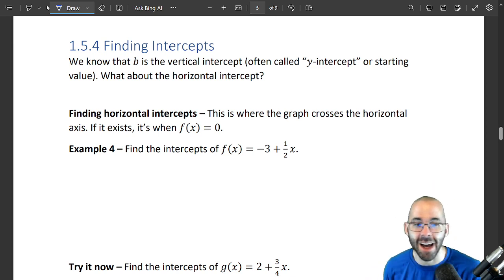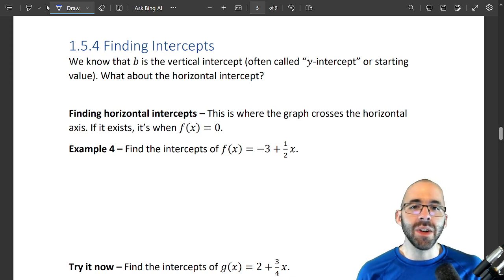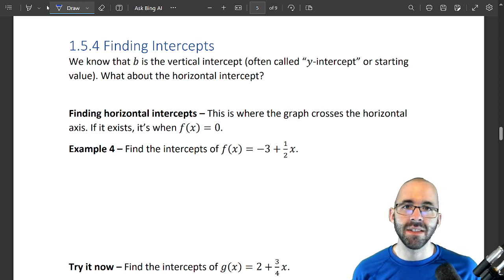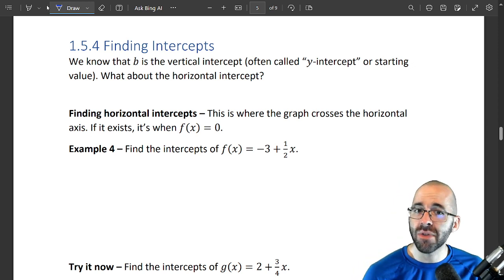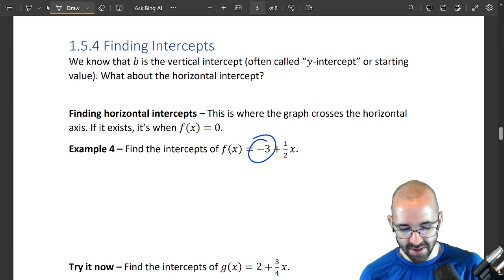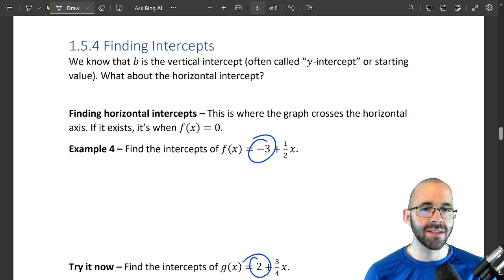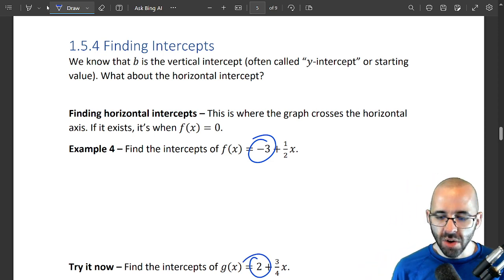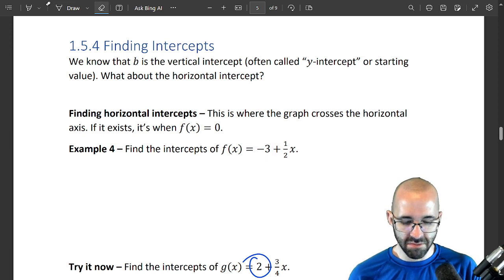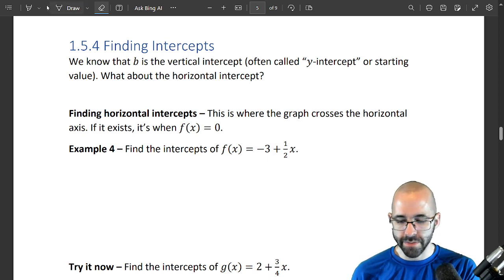Let's find some intercepts. Okay. So we know that b is the vertical intercept, and if our line is in the right form, we can always find that, right? We already got it for these ones. But how do we find the horizontal intercept? That usually takes a little bit more work.